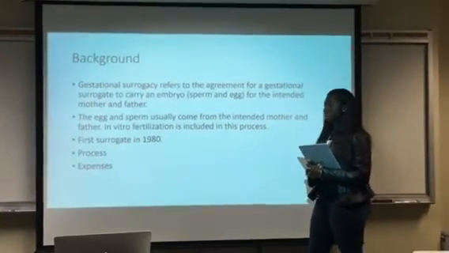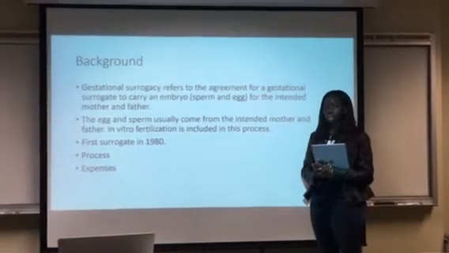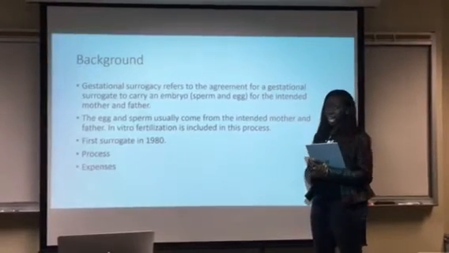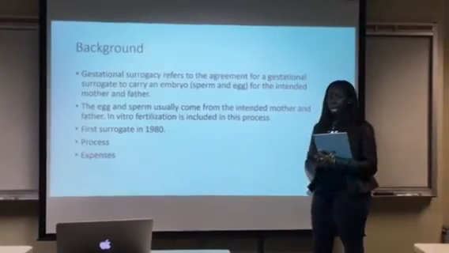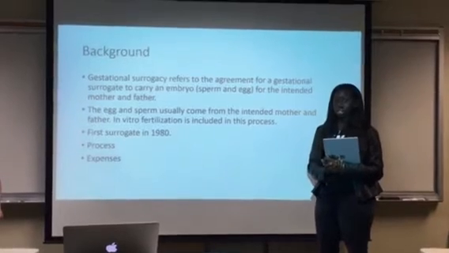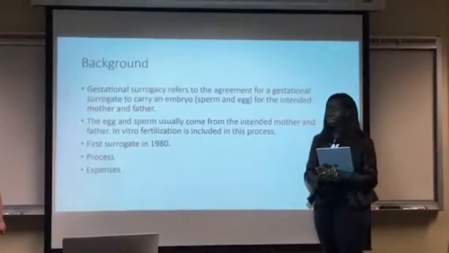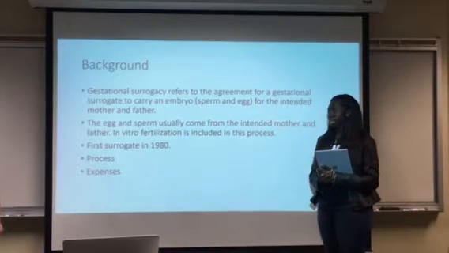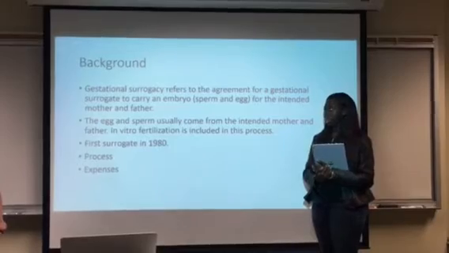This process goes all the way back to the first surrogate in 1980, and after she gave birth to the child, she was emotionally attached, and now she's an advocate against surrogacy. It also goes back to the Bible when Abraham and his infertile wife Sarah conceived through traditional surrogacy. And this process is very long and drawn out, and it contains many expenses between the surrogate and the intended mother and father.